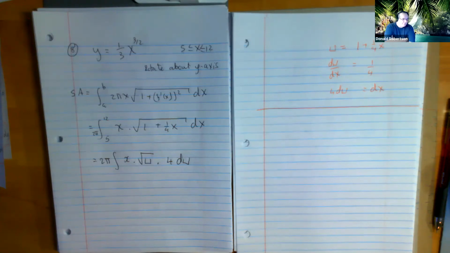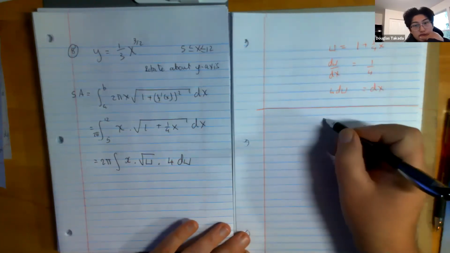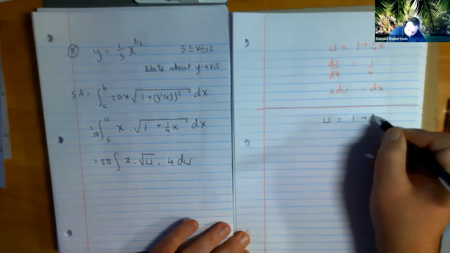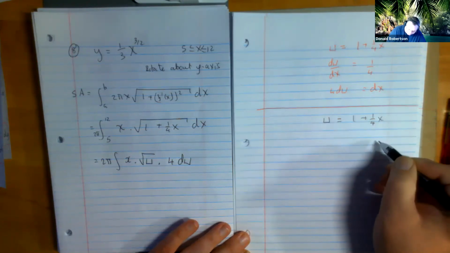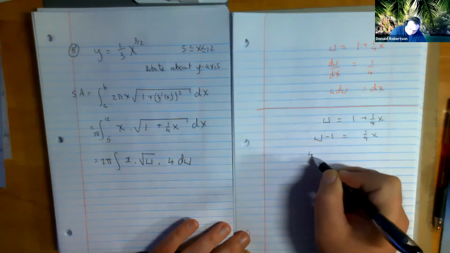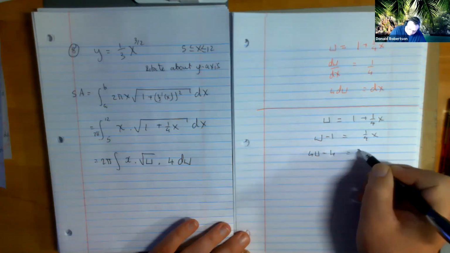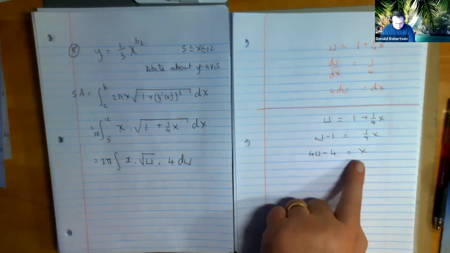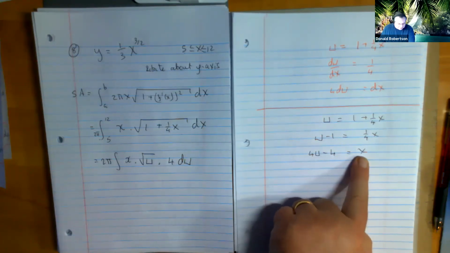We don't like orphan x's, because orphan x's mean that you can't go. You've got to get rid of the x. So how am I going to figure out how to turn an x into something using the u sub? Okay, so I'm going to take this u sub and solve for x. I'm going to subtract 1 from both sides, and then multiply both sides by 4. And now I have a replacement that can replace the x.